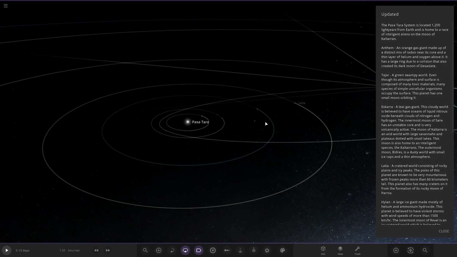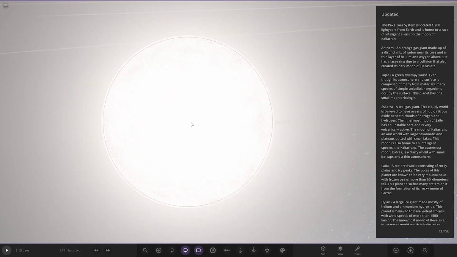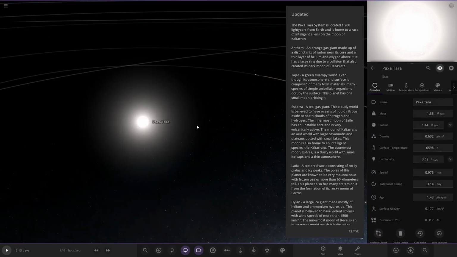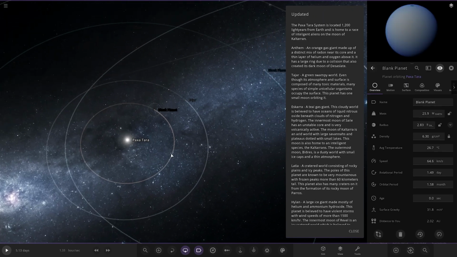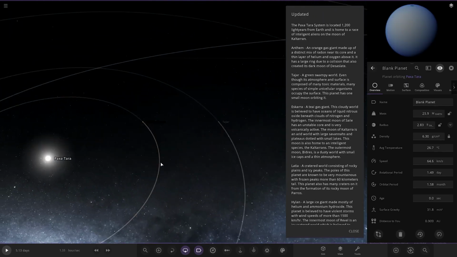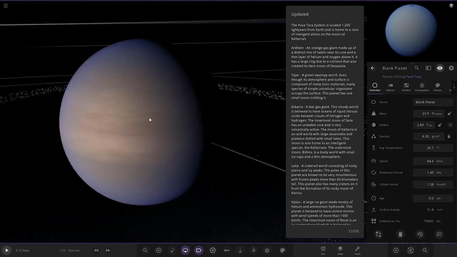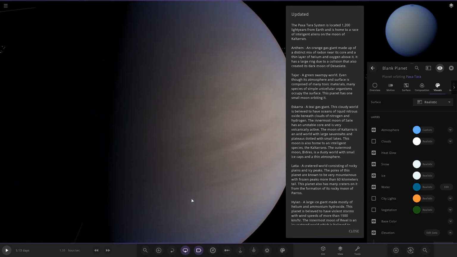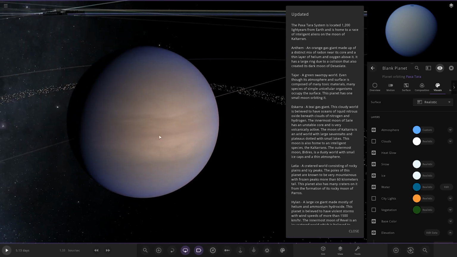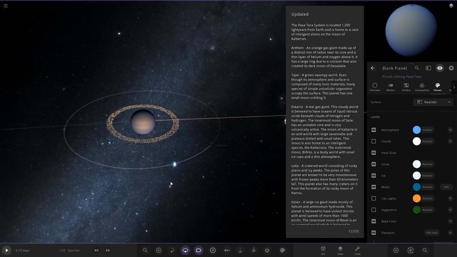So, the Paxataris system is located 1,200 light years from Earth and is home to a race of intelligent aliens on the moon of Coltaran. Okay, so the star itself, though. If we look here, a little bigger than the sun in most stats, so there you go. Okay, so blank planet. Oh, a gas giant of an atmosphere, right? Interesting. Let me see, is there like a hidden planet in here? There's definitely a hidden rocky planet in there somewhere, I reckon.